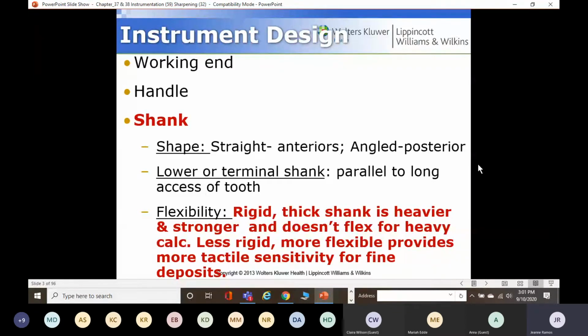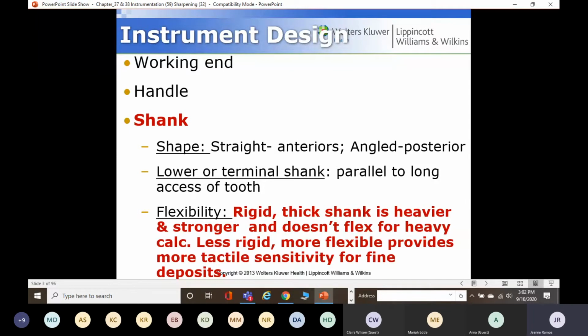The more angled, or contra-angled, instruments, the more angles that it has, they're usually for hard to reach areas or posteriors. The lower or terminal shank is always parallel to the long axis of the tooth. And flexibility on the shank: rigid, thick shanks are heavier and stronger, and they don't flex, so they're for heavy calculus. The more flexible they are, the more tactile sensitivity for fine deposits.